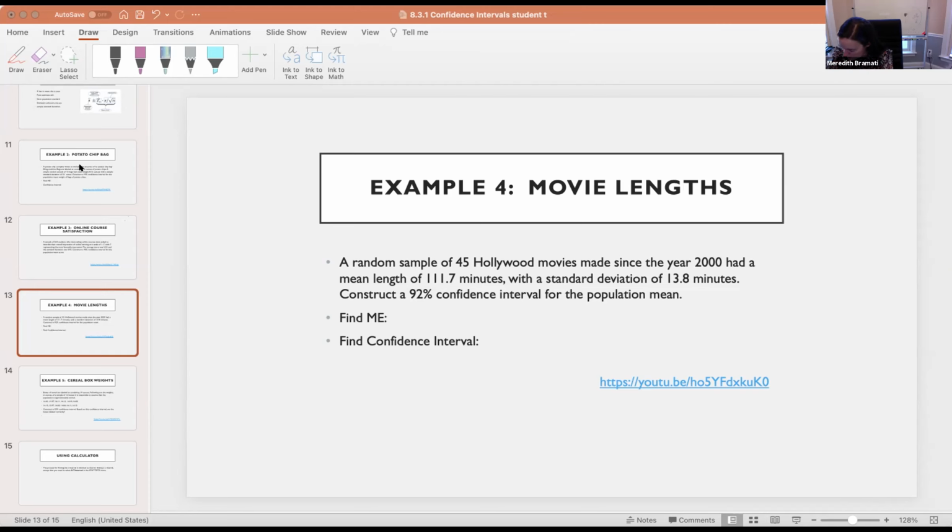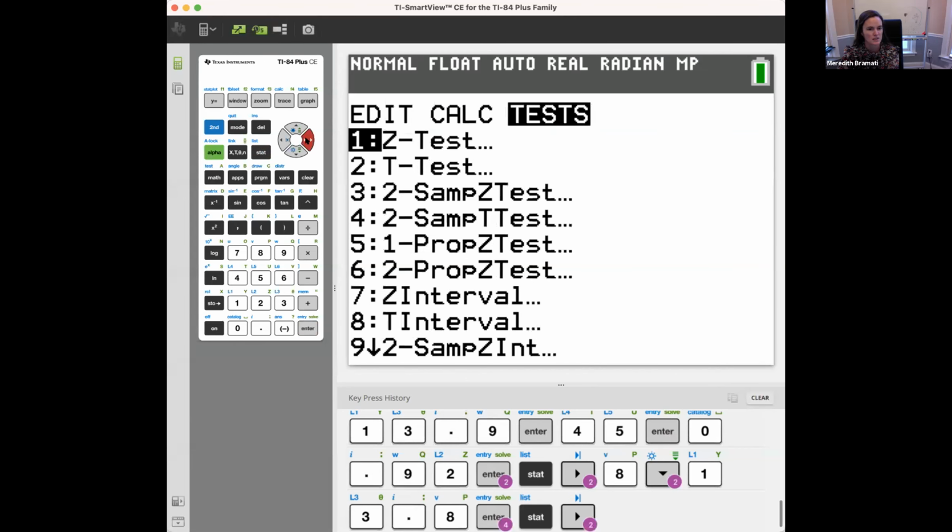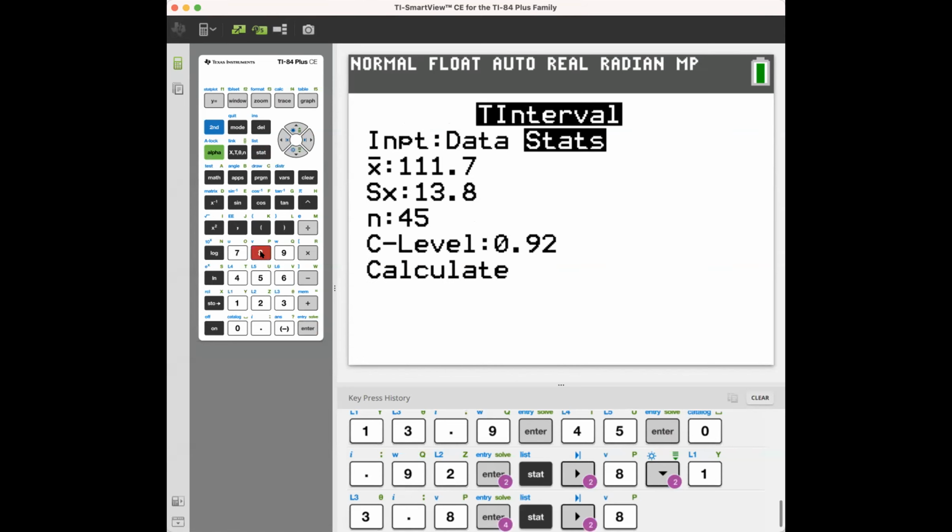So I'm going to show you the calculator. If you went to stat and you went to tests, you went to number 8, you should have 111.7 for the mean, 13.8 for the sample standard deviation, 45 for the N.